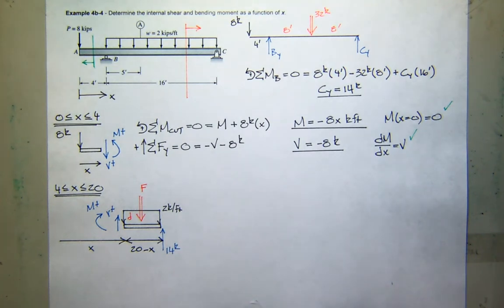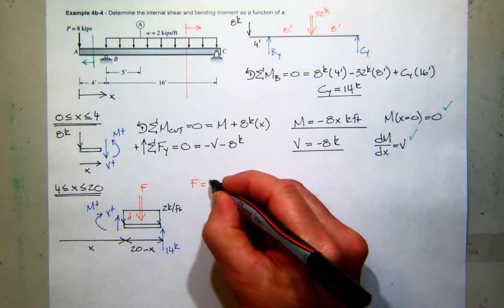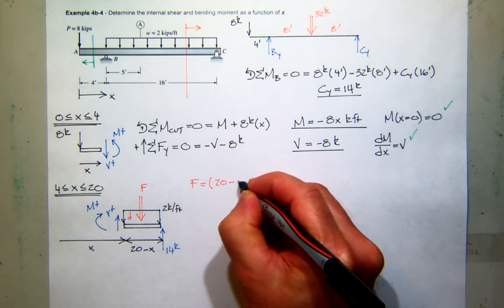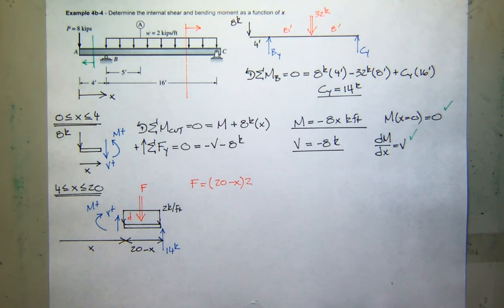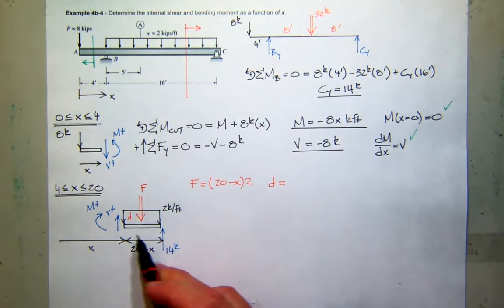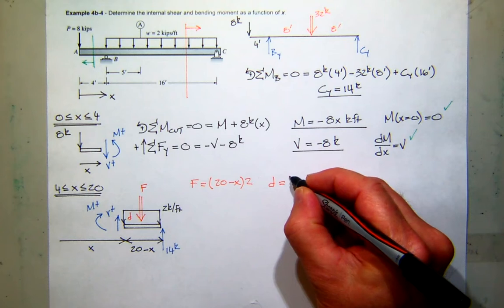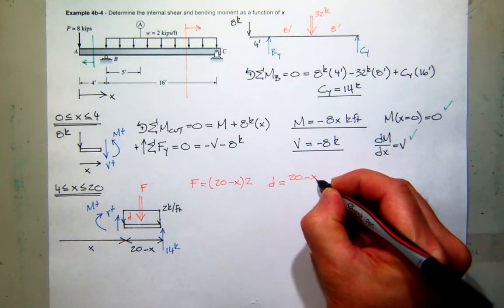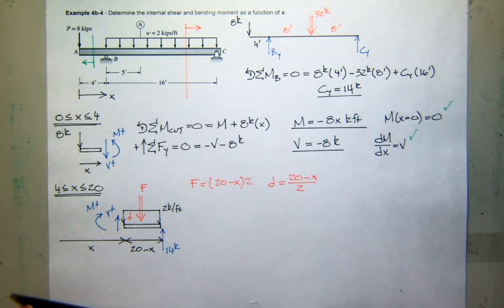So before we get started, what is this force F? Well, it's a rectangle. It's going to be base, which is 20 minus x, times height, which is 2. And what's the distance going to be to the centroid of that rectangle that has a base dimension of 20 minus x? 20 minus x divided by 2. It'll just be half of that, right? So there's a 20 minus x over 2. And I'll just leave those alone right now, see what the equation gives me.